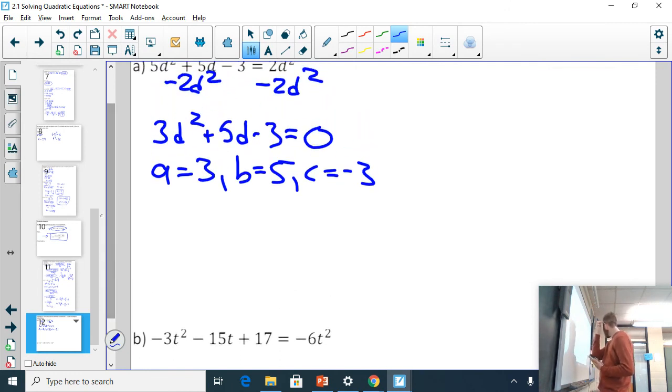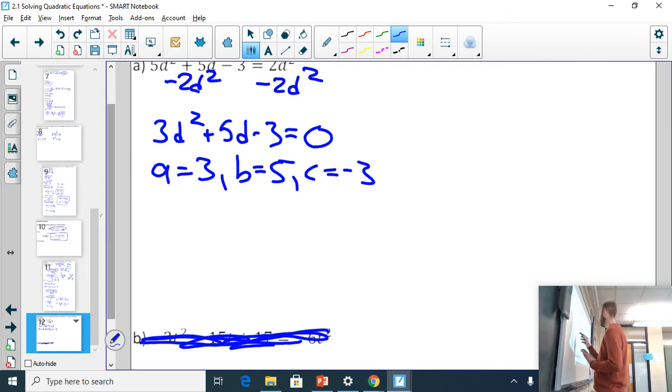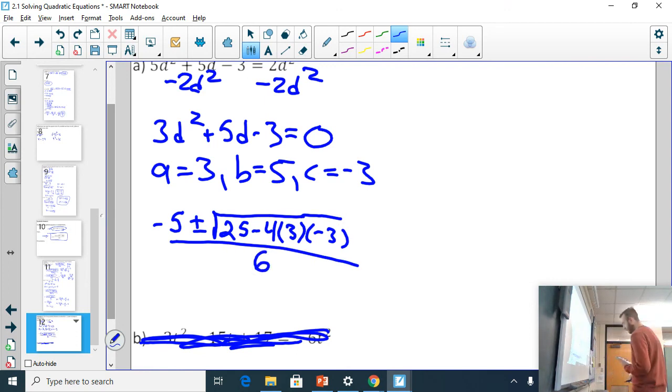We do negative b, so negative 5 plus or minus the square root of b squared. 5 squared is 25, minus 4 times a times c, all over 2 times a, 2 times 3 is 6. And so now we have 4 times 3 times 3 is 36. It's going to be negative 36. And we're going to add 25 to that.